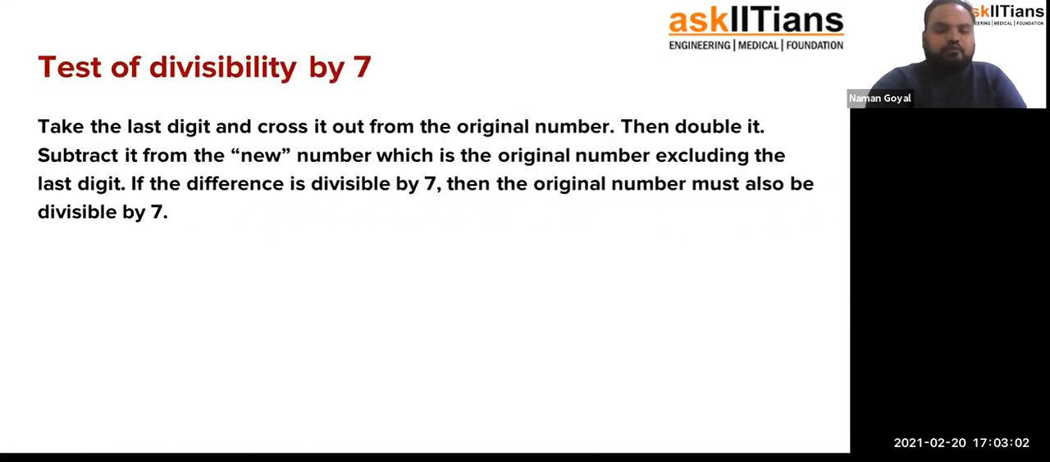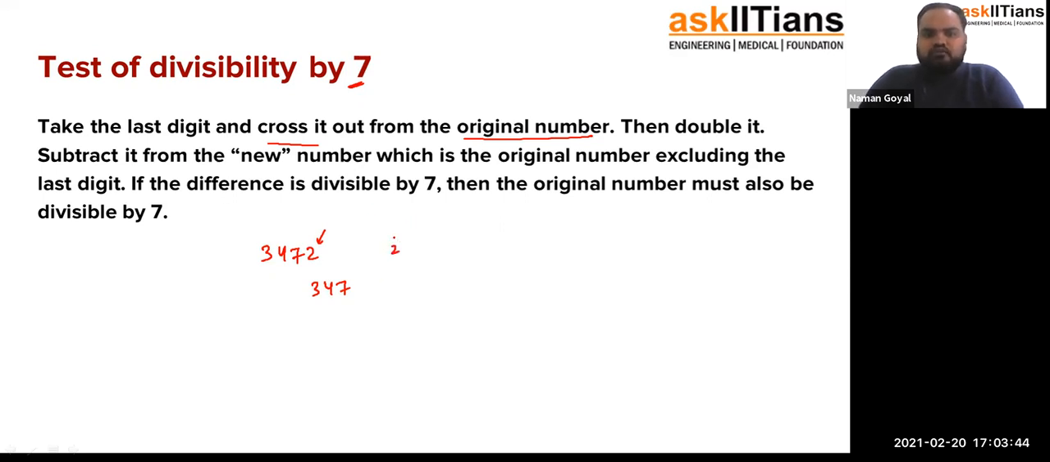So first it's time for the test of divisibility by 7. Now see what we have to do. Take the last digit and cross it out from the original number. Suppose we want to check whether 3472 is divisible by 7 or not. We take out the last digit, so the number becomes 347, then double the digit and subtract it from the new number.